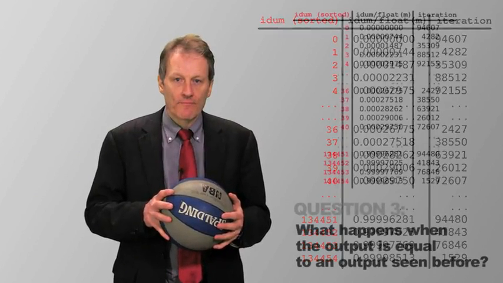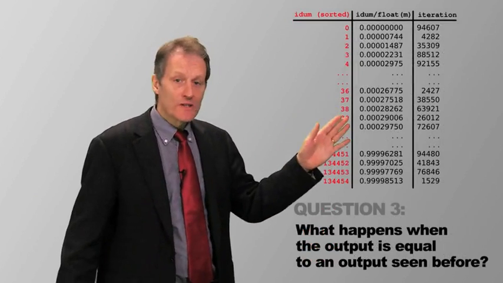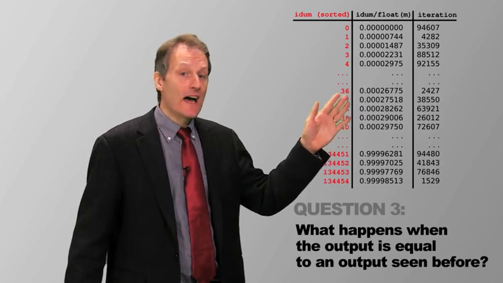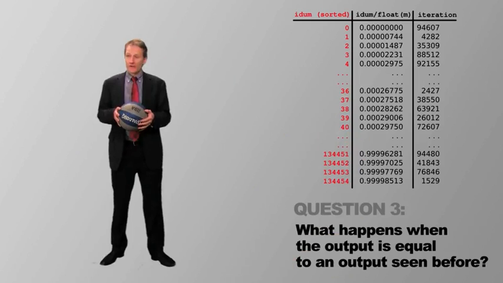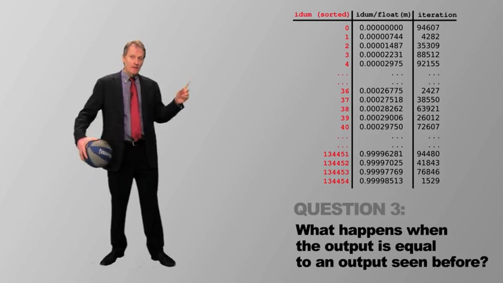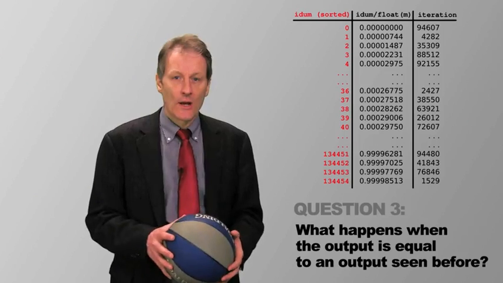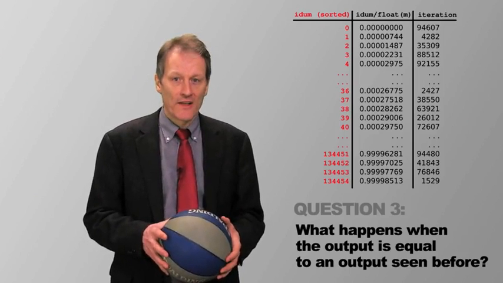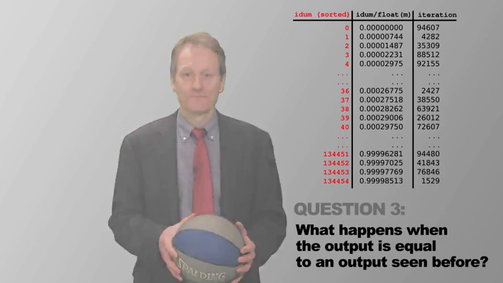Question 3. We have seen that the sequence of random integers idem is bounded. So sure enough, after a certain time, we'll hit a number that we have seen before. What happens then? Run the program and see for yourself.